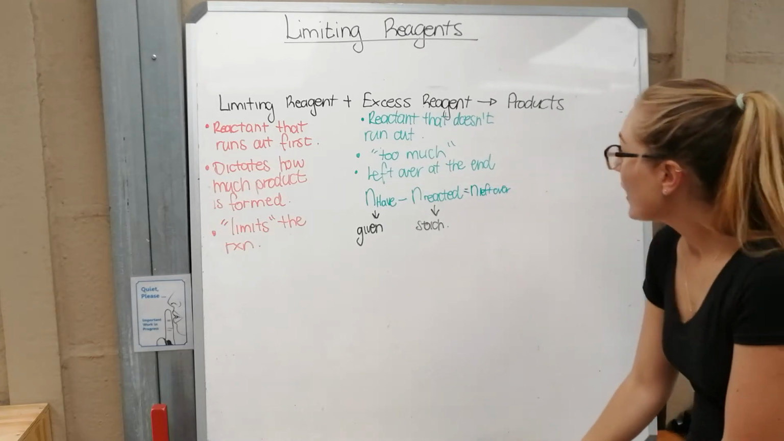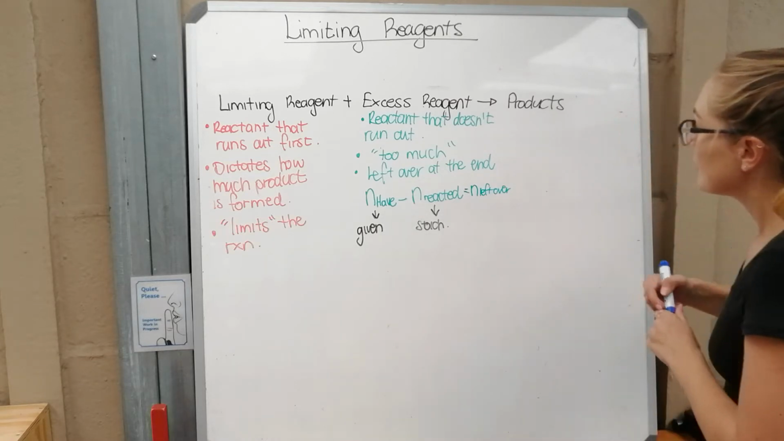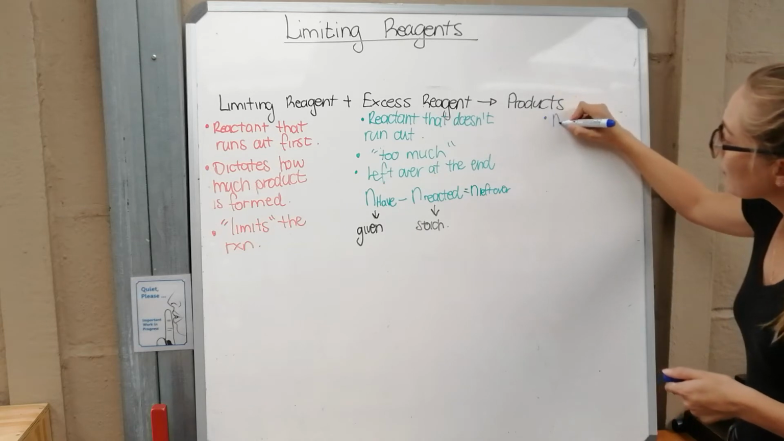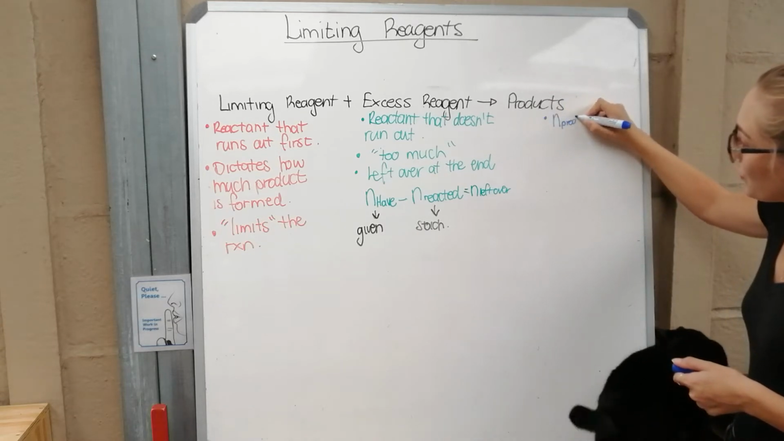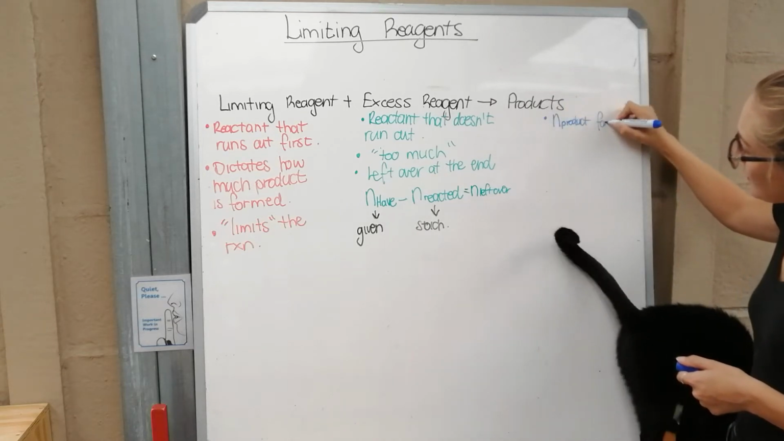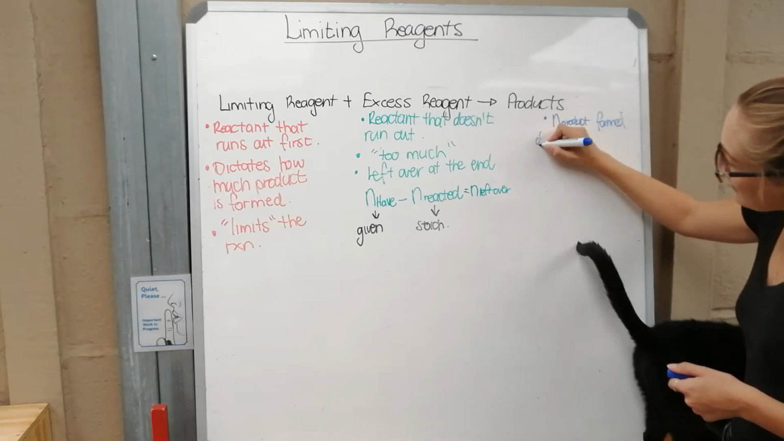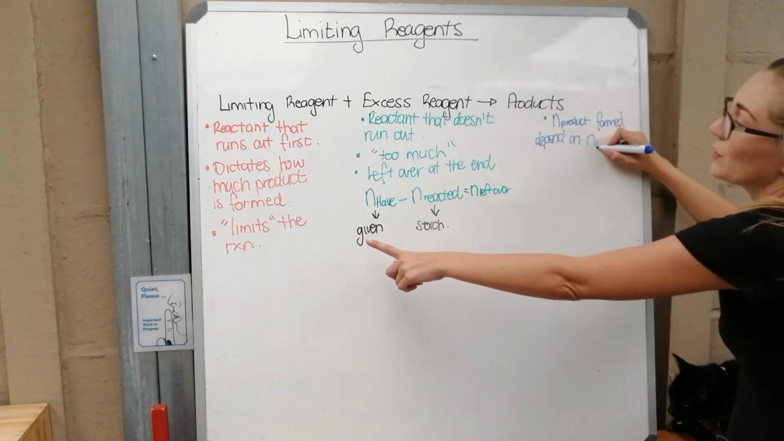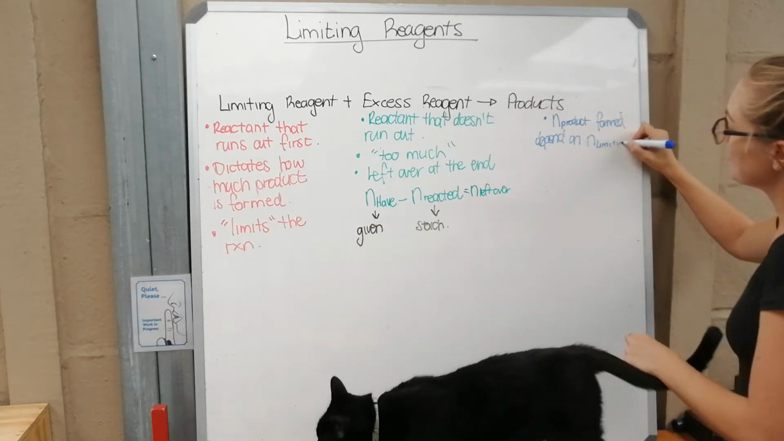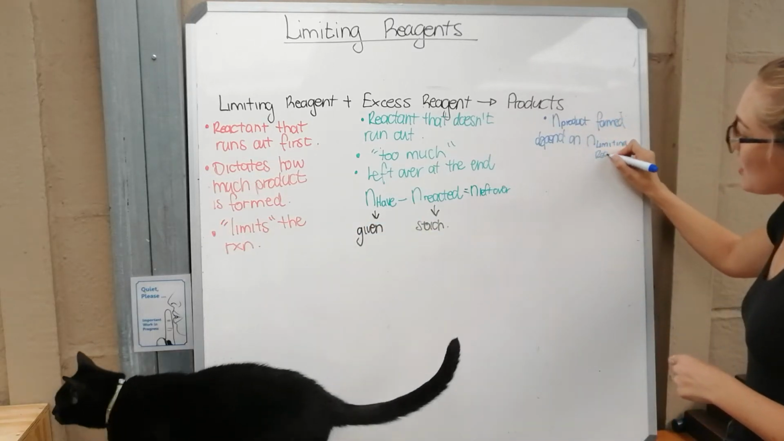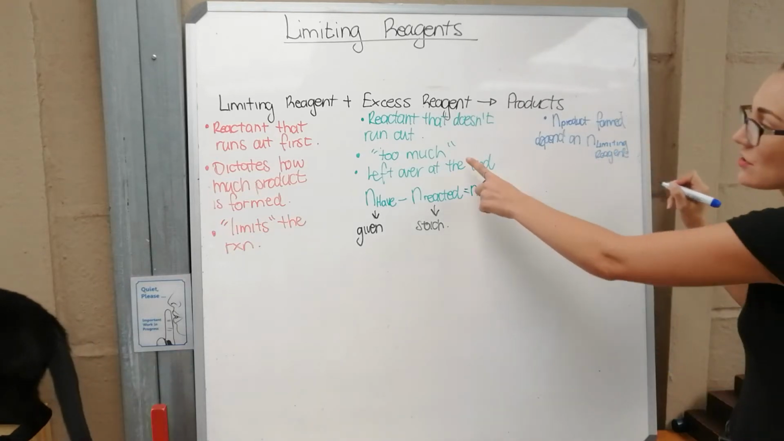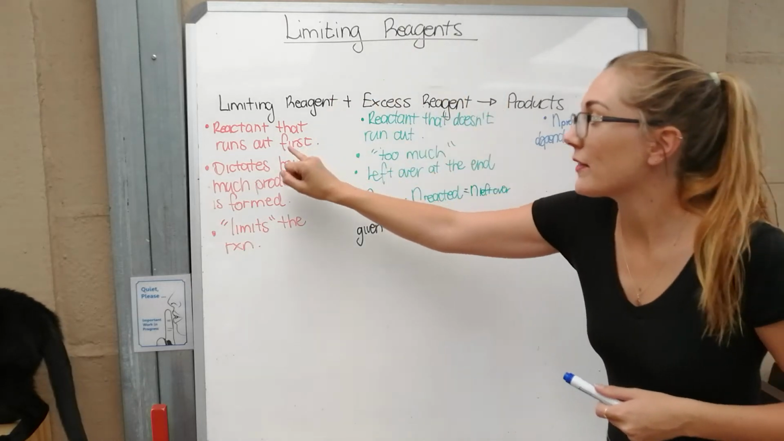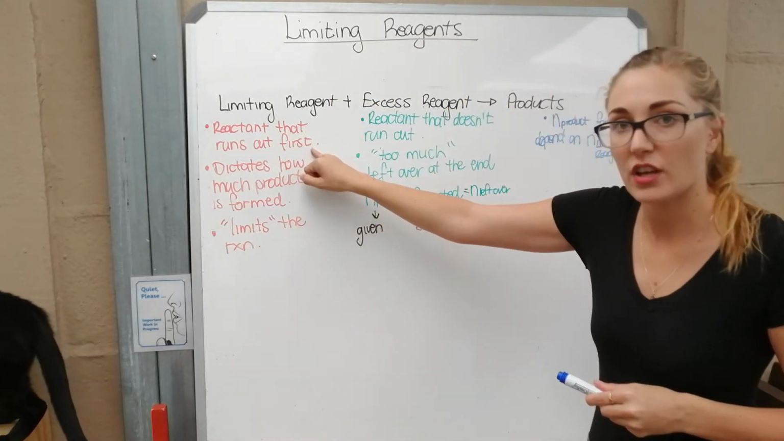Okay, then last off, our products. Okay, not much to say about that. We know what products are, but the number of moles of product formed depends on the number of moles of your limiting reagent. Okay, so they do not depend on how much excess reagent you have, because we didn't use all of the excess reagent. You use the one that we used up, which is the limiting reagent.